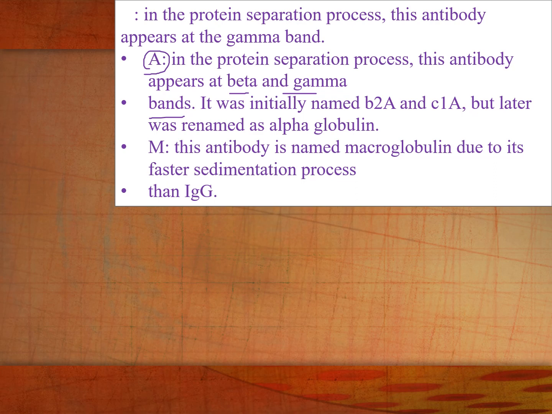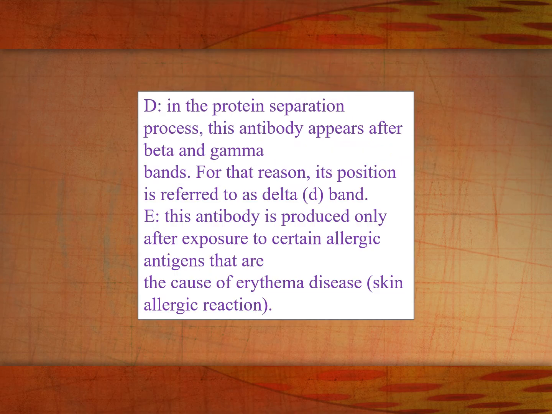Beta, it was initially named A1 and C1a, but later was renamed alpha globulin. M. This antibody is named macroglobulin due to its faster sedimentation process than IgG. D. In the protein separation process, this antibody appears after the beta and gamma bands. For that reason, its position is referred to as the delta band.